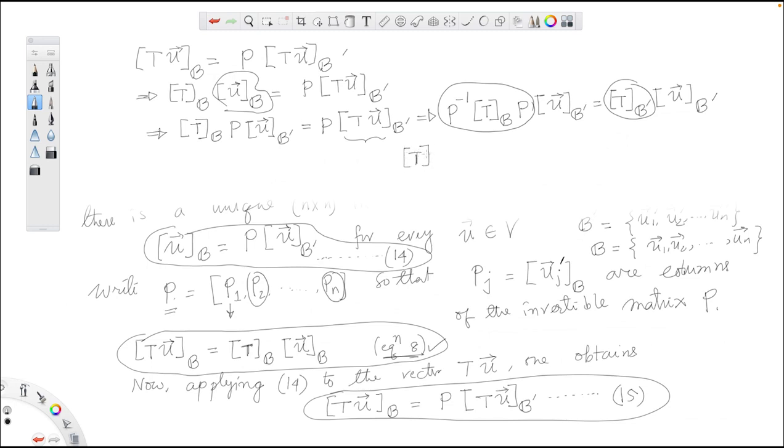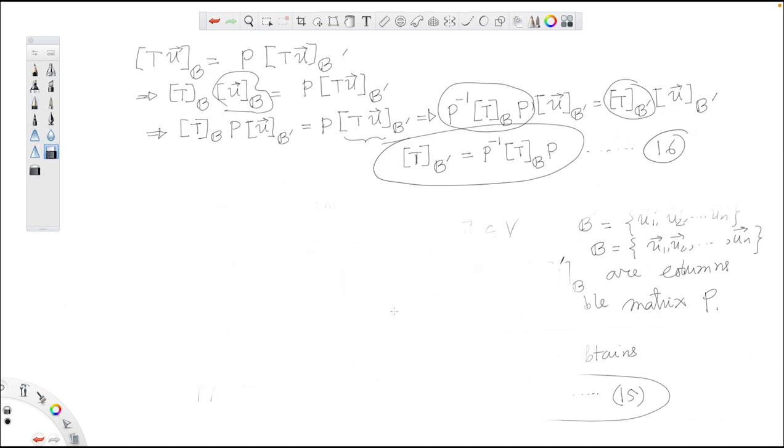The matrix representation of T relative to the ordered basis B prime is equal to P inverse times the matrix representation of T relative to the ordered basis B times P. Okay, that's equation number 16. So I don't need these things anymore, I can get rid of them.